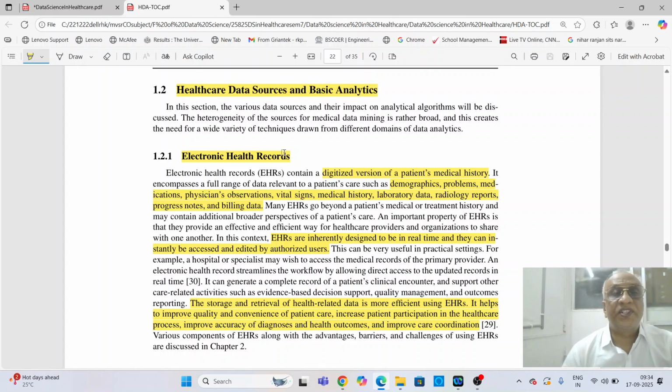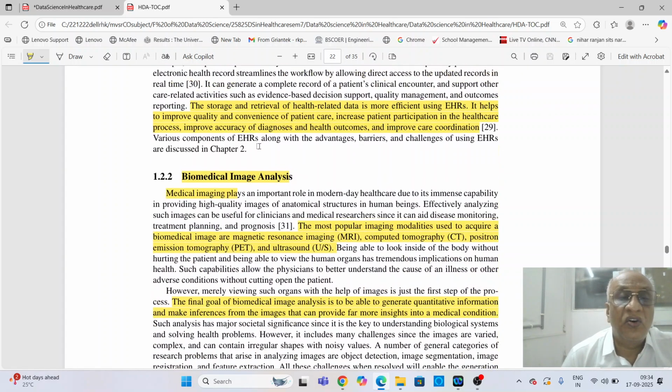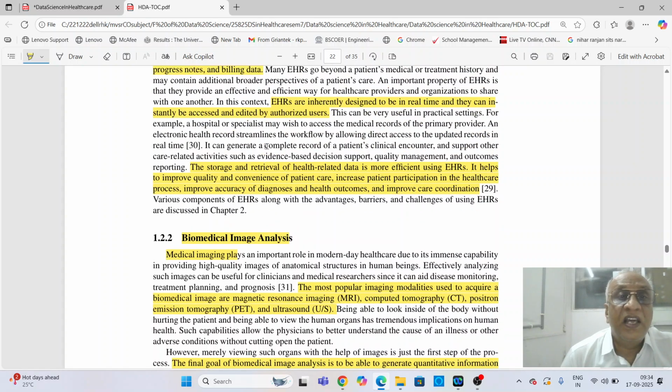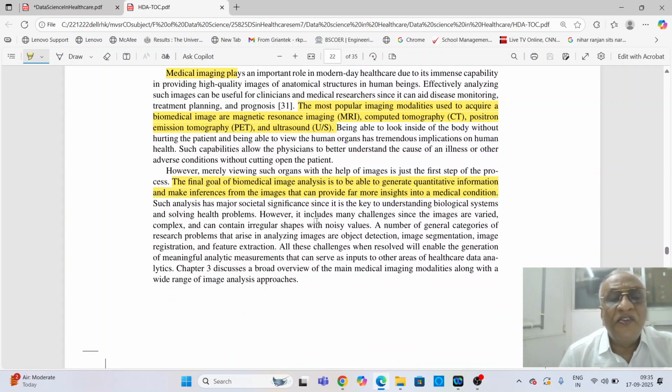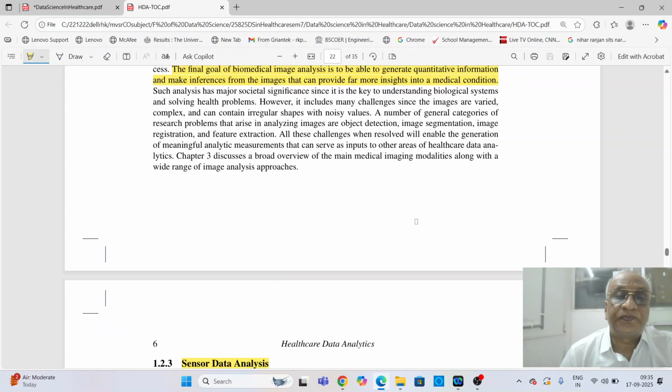So we are listing out healthcare data sources. The first healthcare data source is the electronic health record. The second healthcare data source is biomedical images. What are the common examples of medical imaging? They are MRI, magnetic resonance imaging; CT, computed tomography; PET, positron emission tomography; and US, ultrasound. The final goal of any biomedical image analysis is to be able to generate quantitative information and make inferences from the images that can provide far more insights into medical conditions.